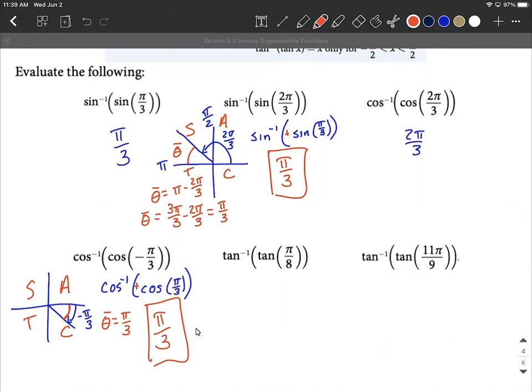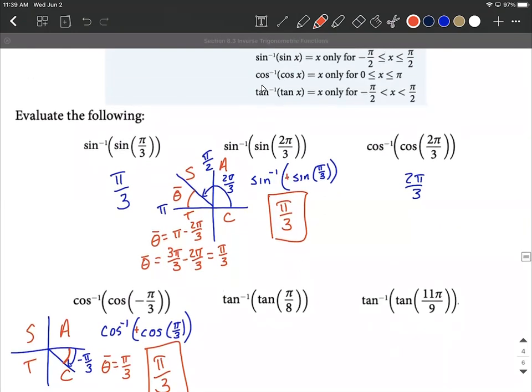All right, taking a look at two more here, these involving tangents. In this first one, we have tangent inverse of tangent of pi over 8. Just referring back up here to our box, tangent inverse of tangent of x has to be between negative pi over 2 and positive pi over 2. Sure enough, pi over 8 fits in that correct range. So that's going to be our solution. No additional work really needed in that one.